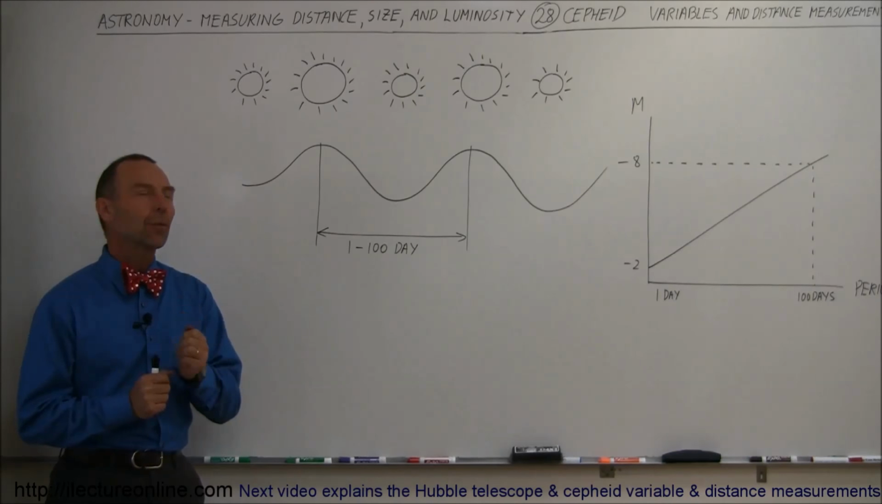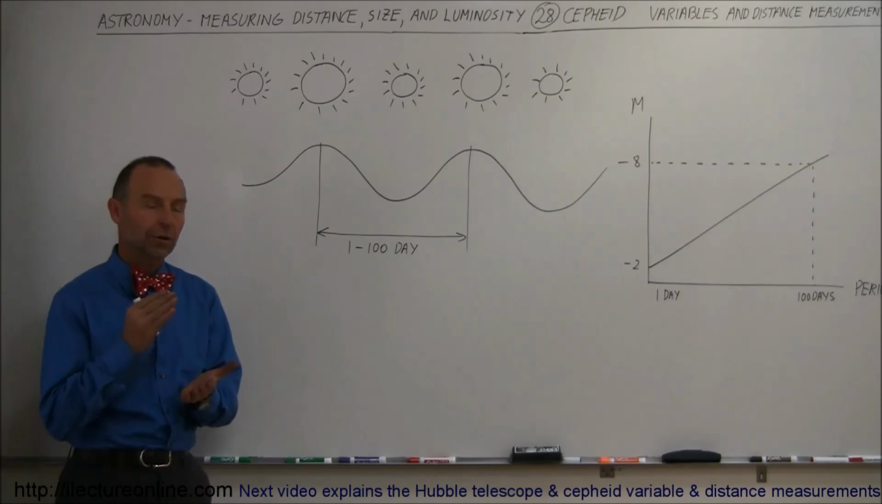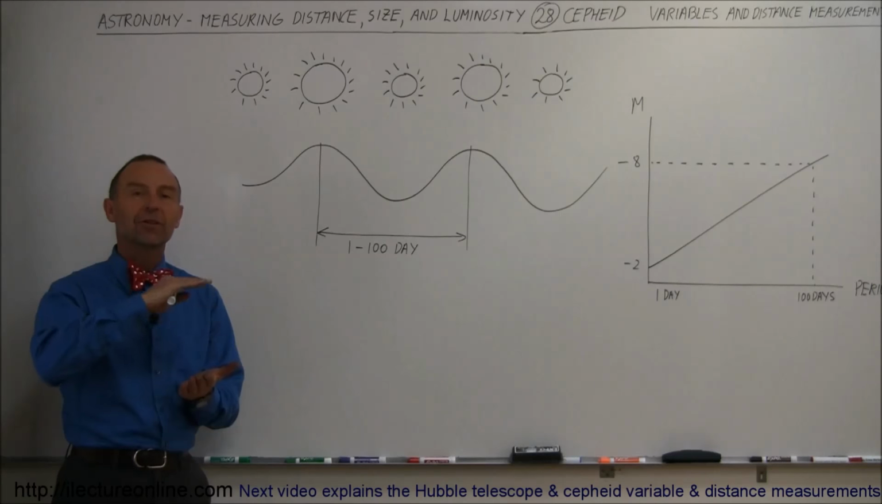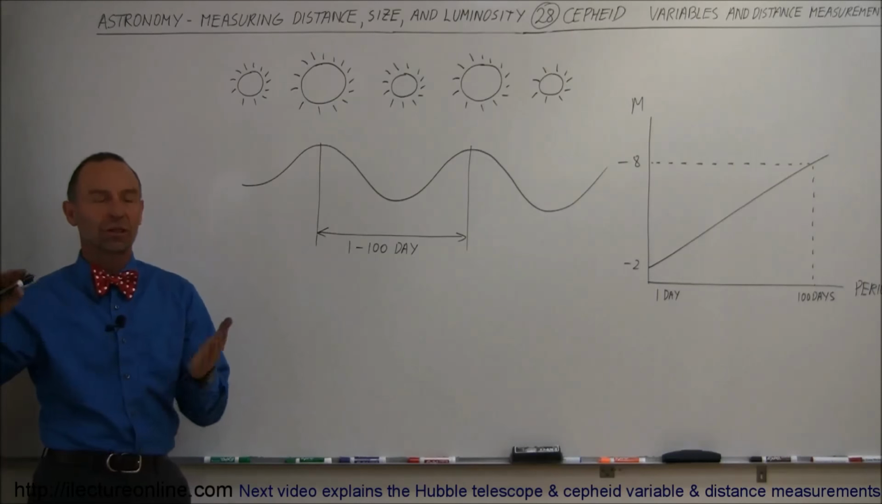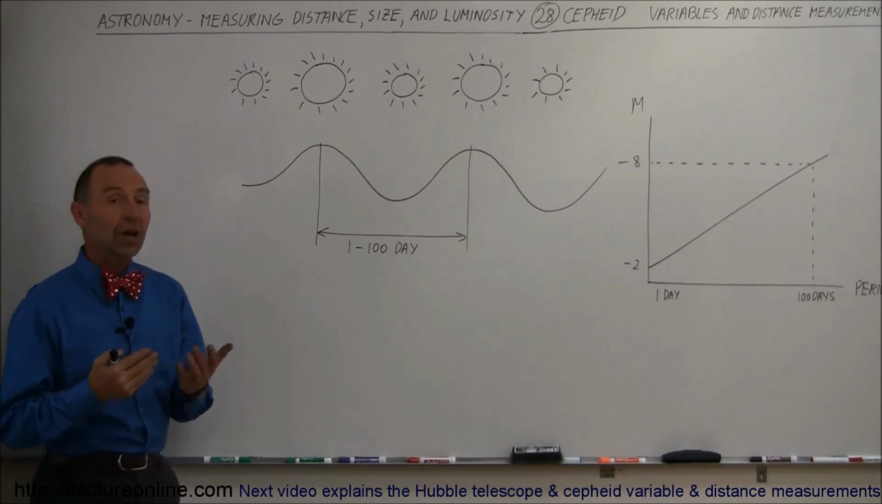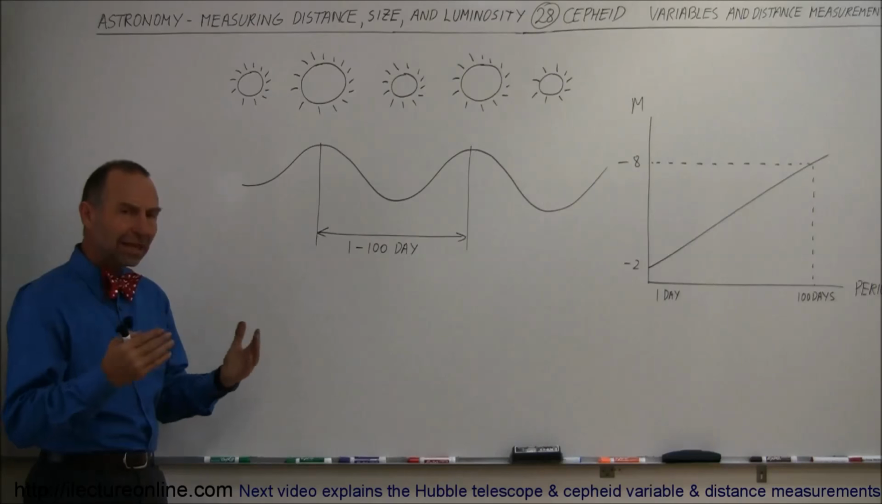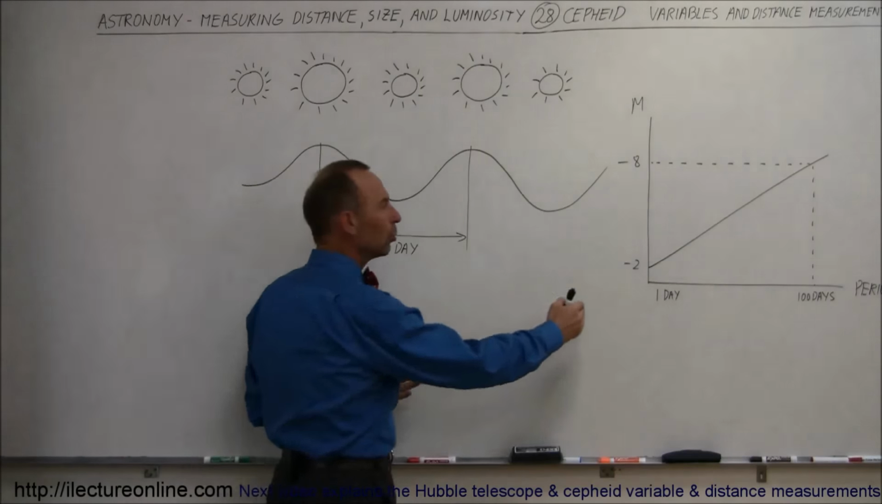And the key to doing that was the Cepheid variables, because Cepheid variables, just like the Lyra variables, have very consistent periodic changes in the luminosity of the star. And again, these are red giants, but larger red giants than the Lyra stars, and they pulsate at periods anywhere from 1 to 100 days.